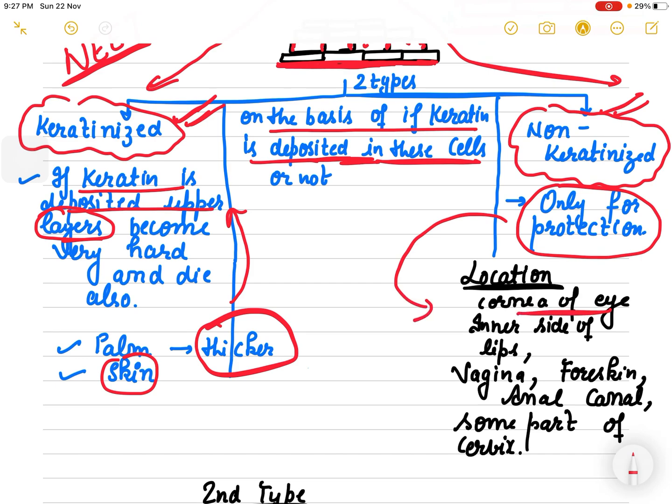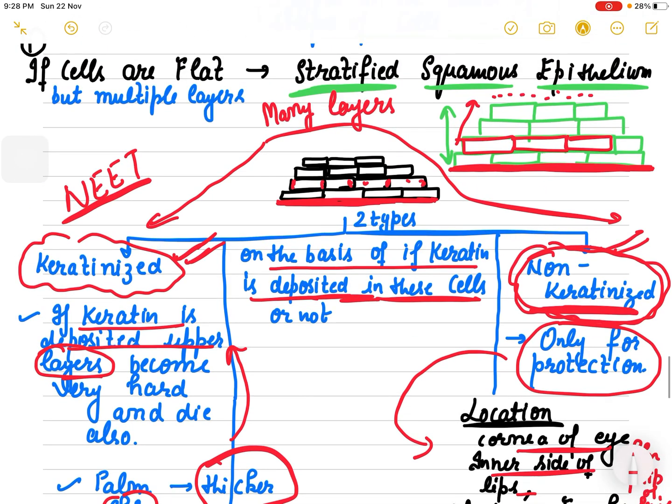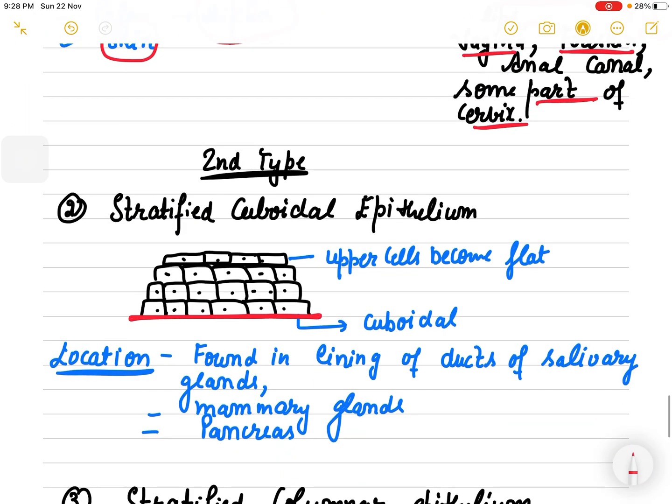So cornea of the eye, inner side of lips, vagina, the foreskin, the skin which is present at the tip of the penis, anal canal, some part of the cervix, they do not have keratin deposit in them, but they have many layers, so that is why they are known as non-keratinized squamous epithelium.